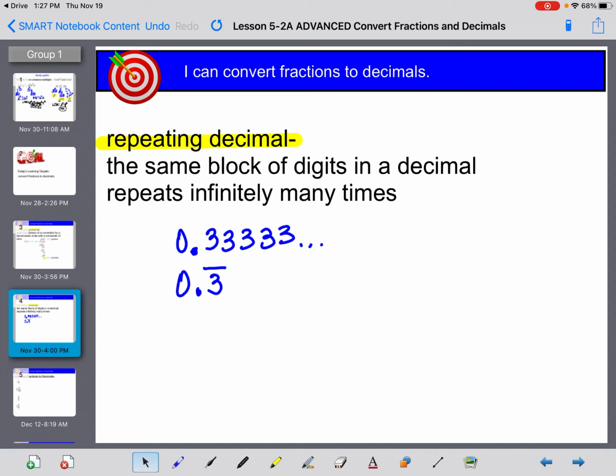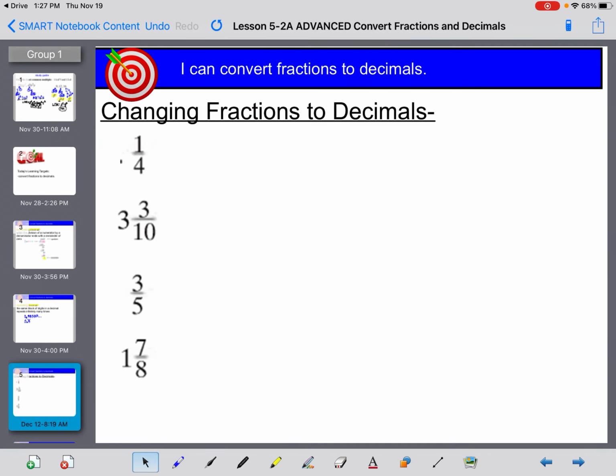All right, so the first thing that you need to do is change fractions to decimals. To change fractions to decimals, you simply divide the numerator by the denominator.